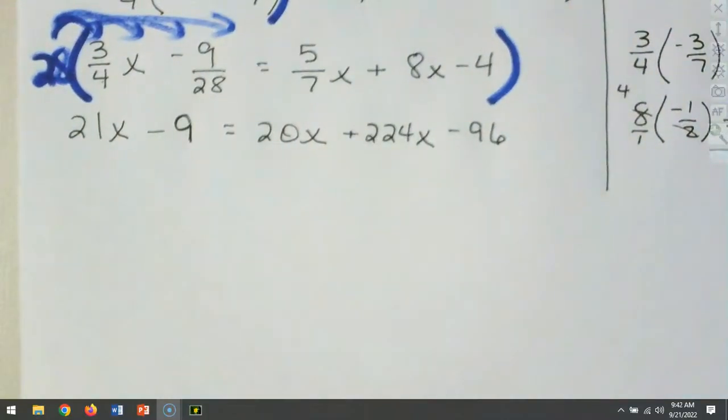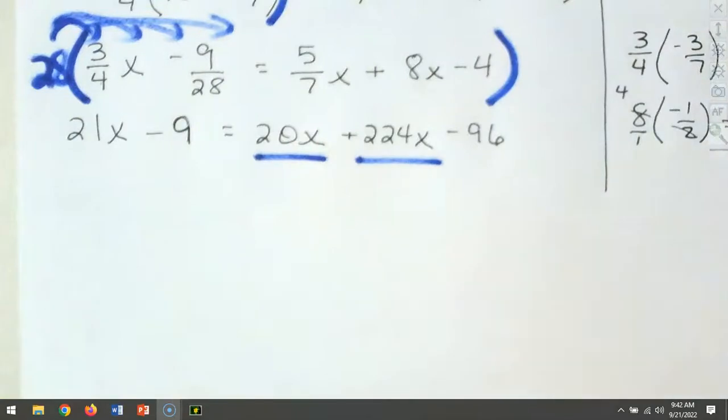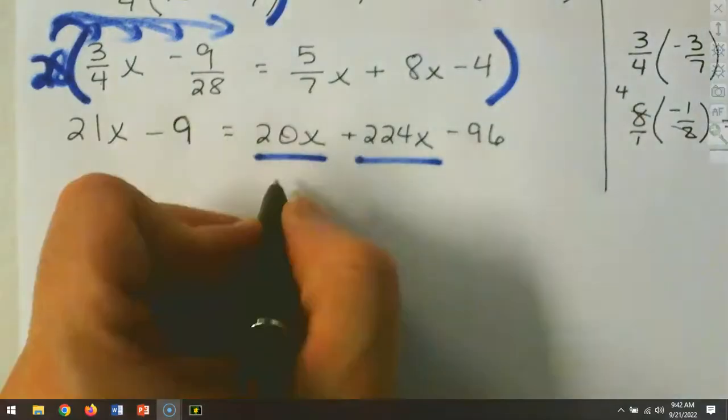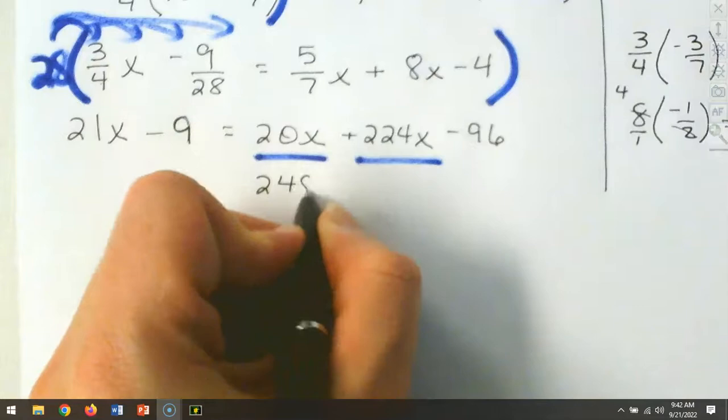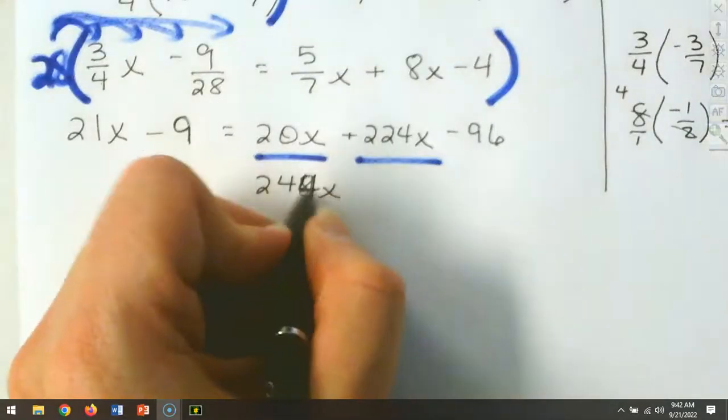Is everyone okay with that so far? Take your time, use a calculator. Don't ever feel like you have to do things mentally. If you're not comfortable doing things mentally, use a calculator. I would rather you use a calculator than make mistakes. The x's can go together. So adding those together, that gives you then 248x. Or sorry, not 248, 244. My mistake there.